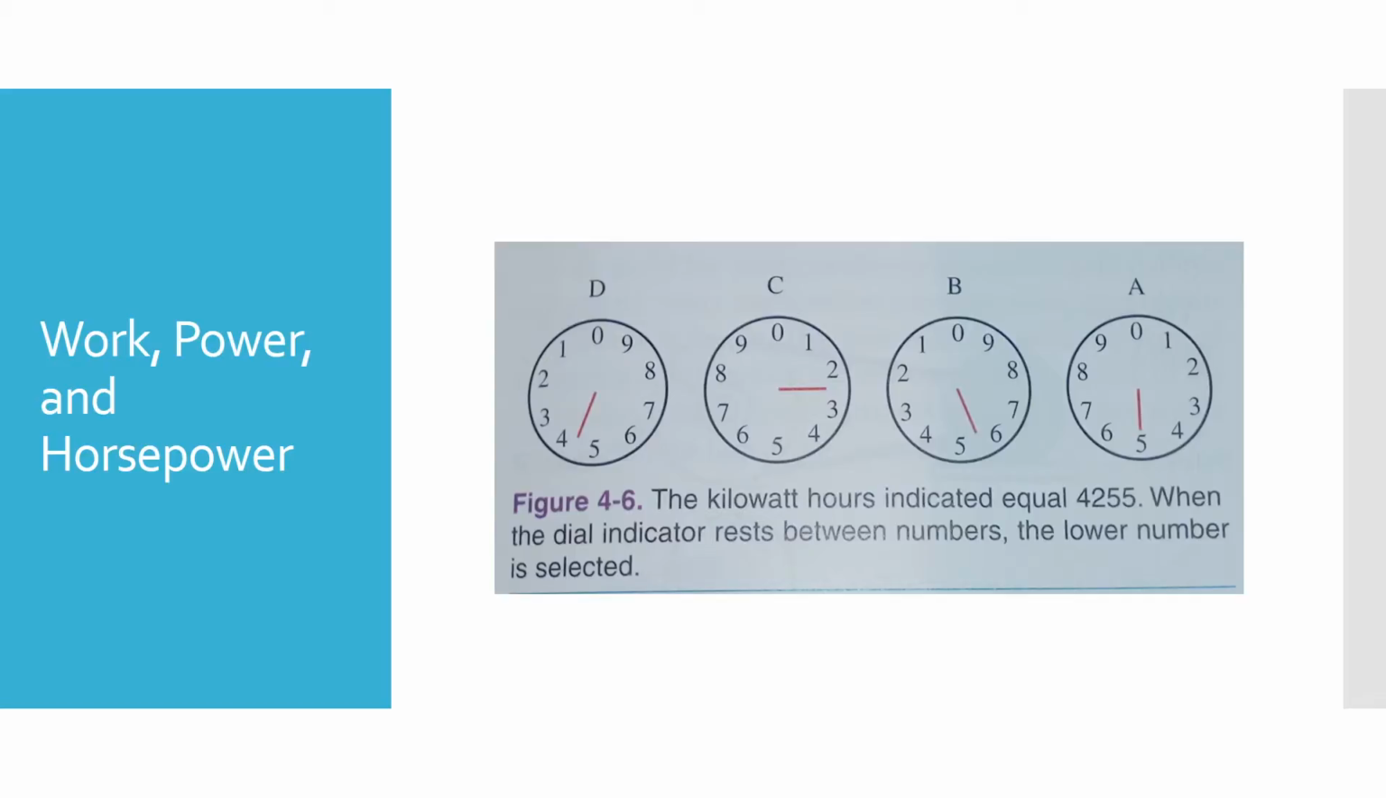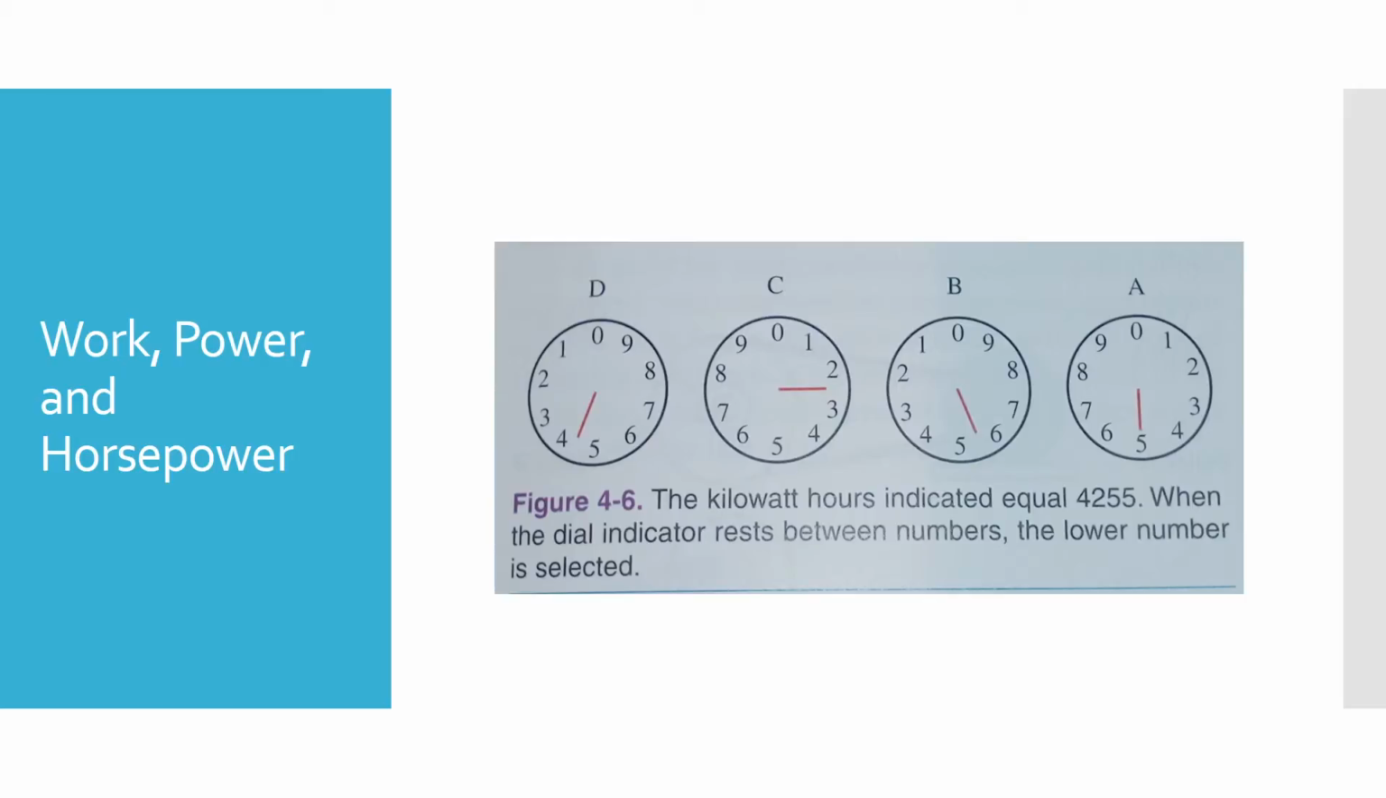indicated equals 4,255. When the dial indicator rests between the numbers, the lower number is selected. Be careful when reading the meter. Note that 2 of the dials read clockwise, A and C, and 2 of the dials read counterclockwise, B and D. This arrangement is because the gears of the dials are connected directly to each other.